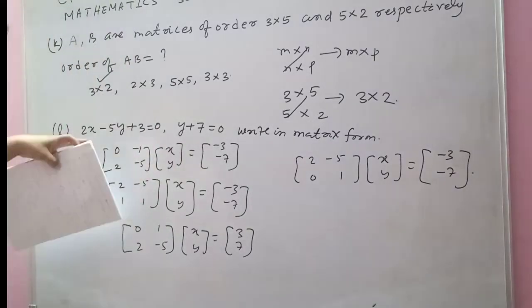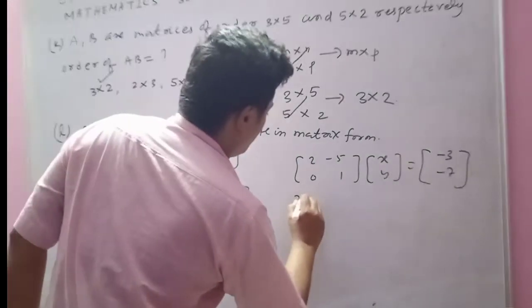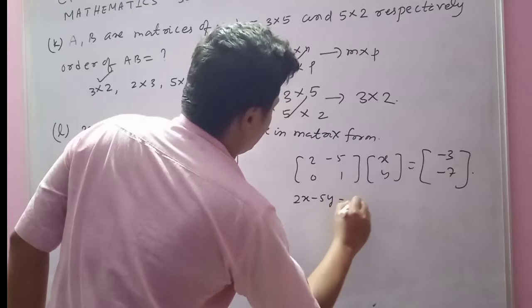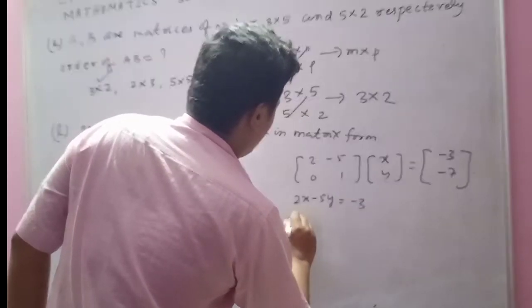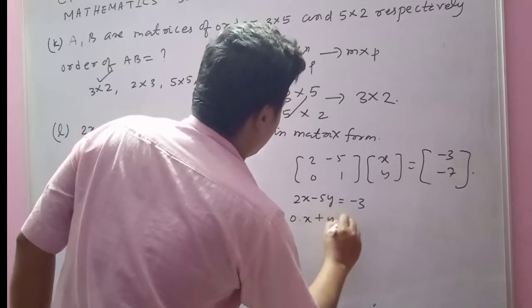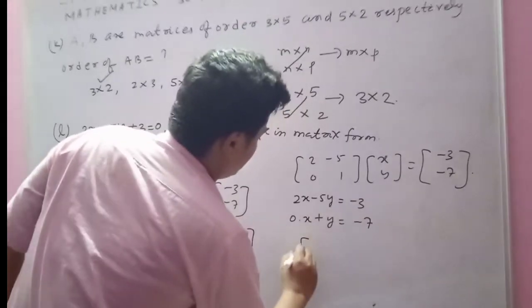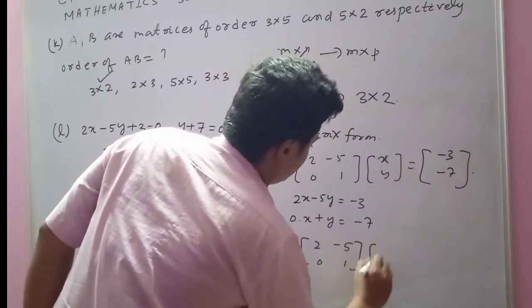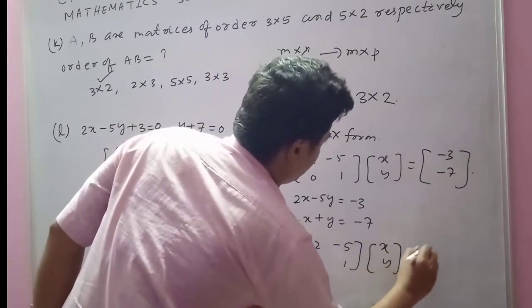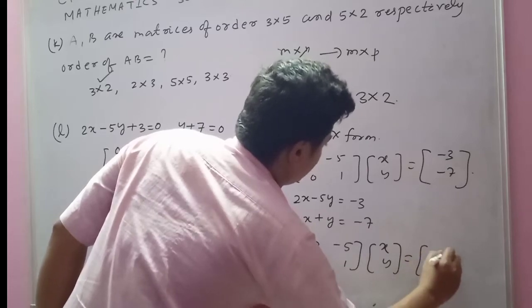Right? So what you can do? 2x minus 5y equal to minus 3, and 0 into x plus y equal to minus 7. So the answer becomes [2, -5; 0, 1] into [x; y] equal to [-3; -7].